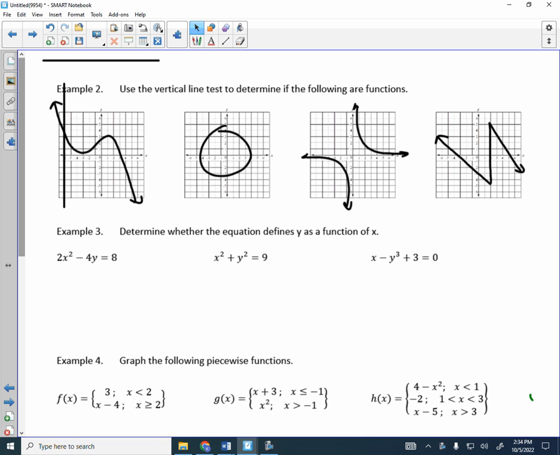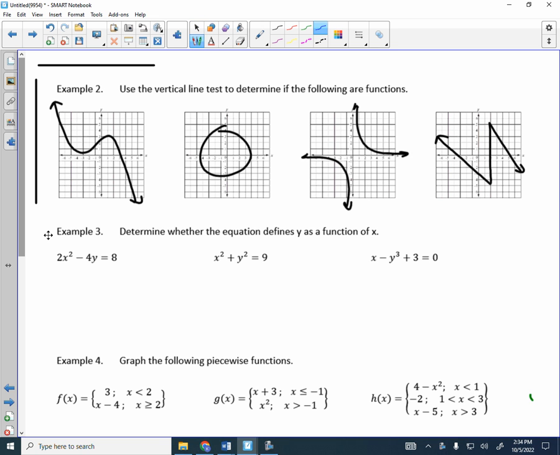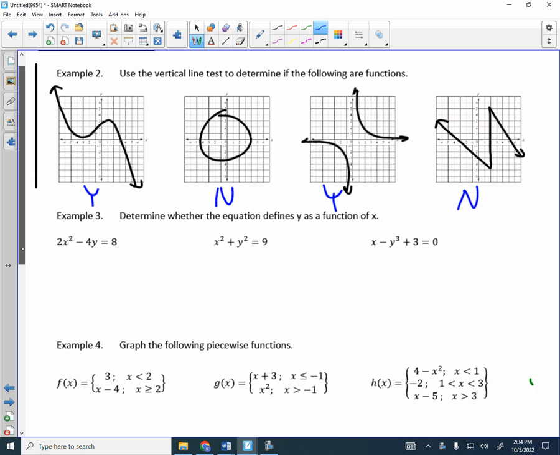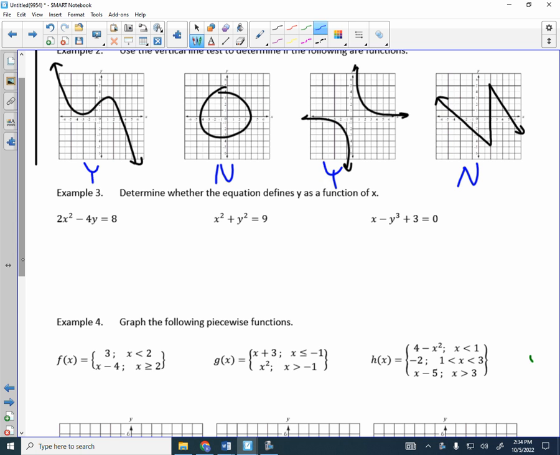Is this one a function? Yes, it is. Some people say it's not because if you drag a horizontal line, it crosses 3 times. It is not the horizontal line test. It is the vertical line test. Is this one a function? How about this one? Yep, it is. You can see it never crossed over twice. How about this one? No, do the vertical line. Vertical line crosses that one an infinite number of times. So we have yes, we have no, we have yes, and we have no. We good on that? Look at how easy that was.